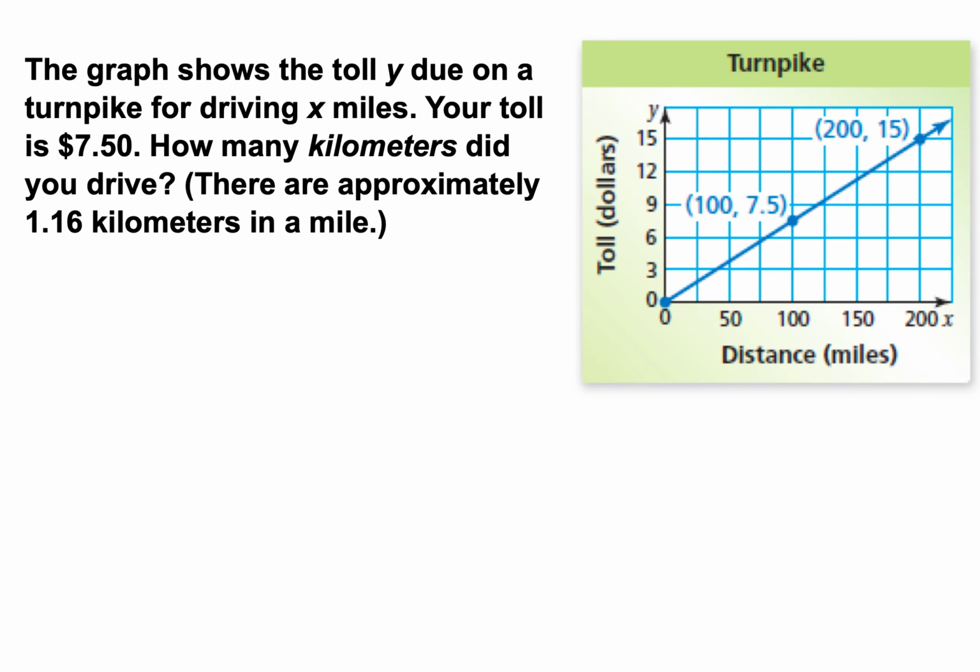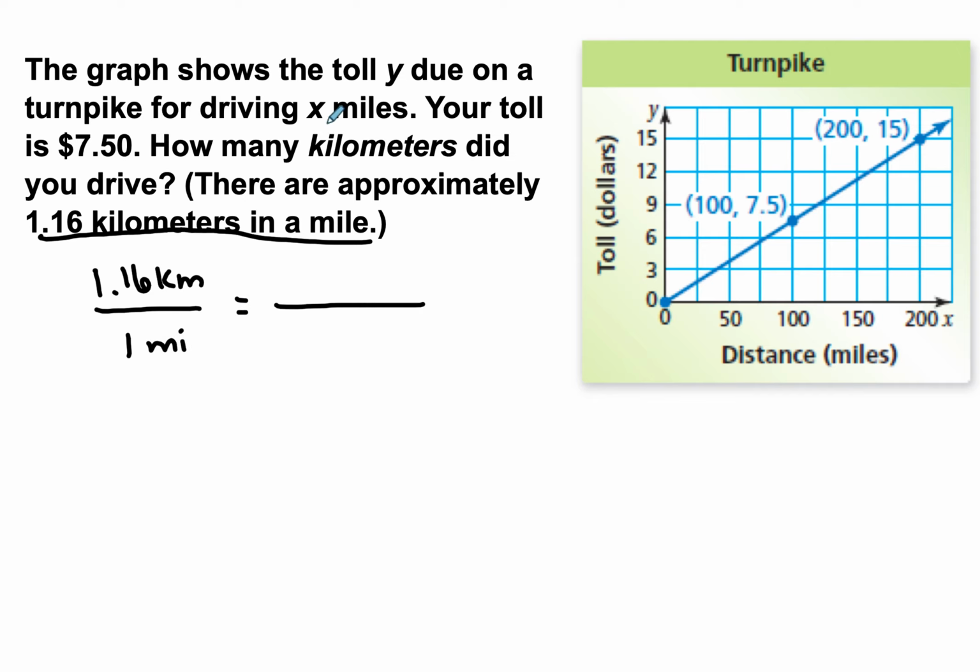All right, let's take a look at this next one. So it says the graph shows the toll y due on a turnpike for driving x miles. Your toll is $7.50. How many kilometers did you drive? And then they give you this extra information. There are approximately 1.16 kilometers in a mile. So I'm going to use this for half of my proportion. All right, so I'm going to do 1.16 kilometers for 1 mile.